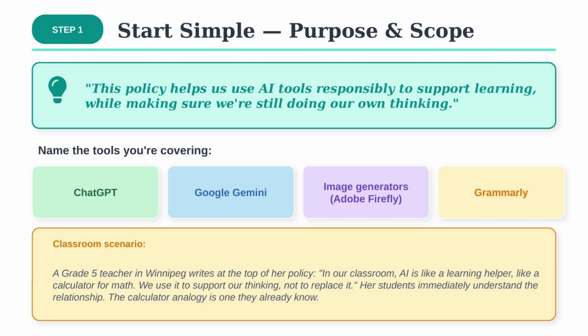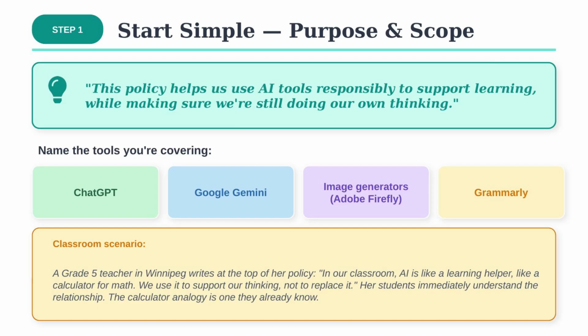Step 1. Start simple. Purpose and scope. Your policy doesn't need to be 5 pages long. It needs one clear sentence that everyone, students, parents, colleagues, can understand. Something like, this policy helps us use AI tools responsibly to support learning while making sure we're still doing our own thinking. Then, name the tools you're covering: ChatGPT, Google Gemini, image generators like Adobe Firefly, Grammarly.